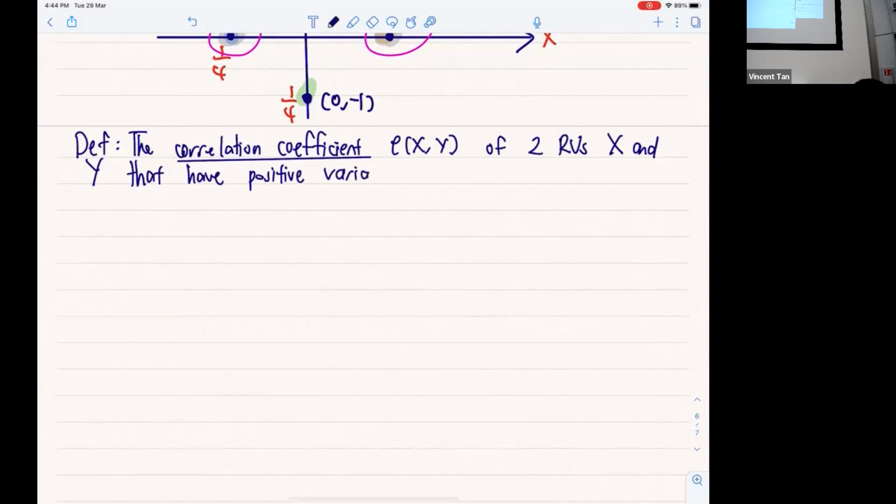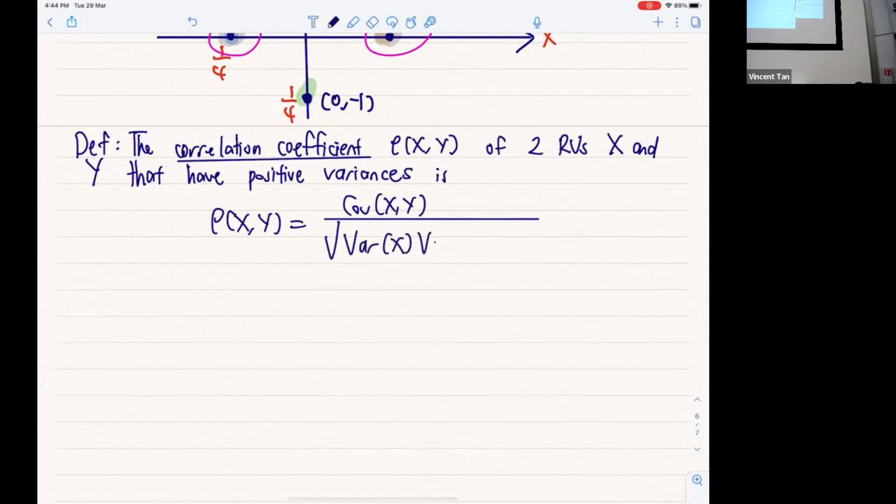The book says non-zero, but it's positive, okay? The correlation coefficient is given by the formula rho xy is equal to covariance of xy divided by square root of the variance of x, variance of y. So that is the form. There's a certain formula that hopefully you commit to memory.